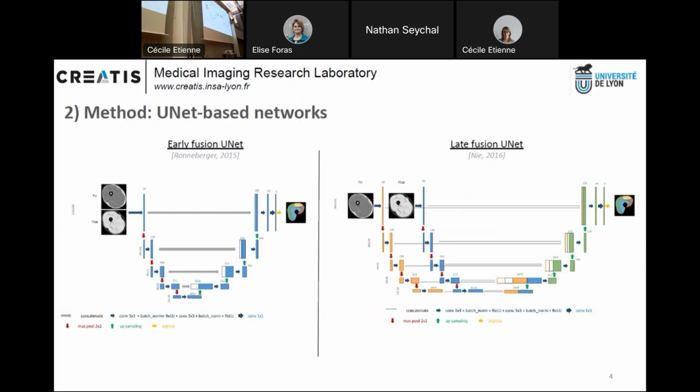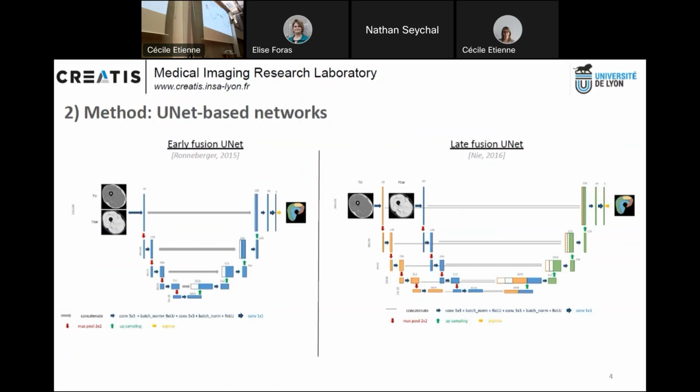So I worked with 2 UNet-based networks. So these are convolutional neural networks. I wanted to compare them. They're pretty similar, except that the part where the images are combined are different in the network. So here it's combined at the very input of the network, and here it's combined a bit later.